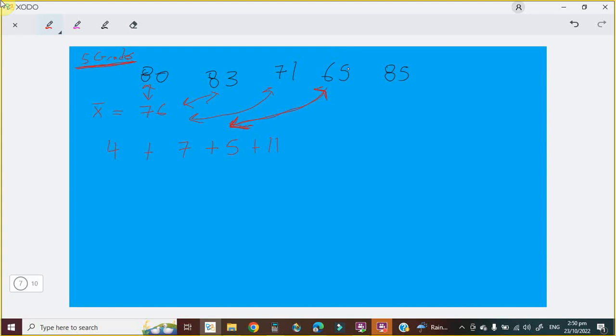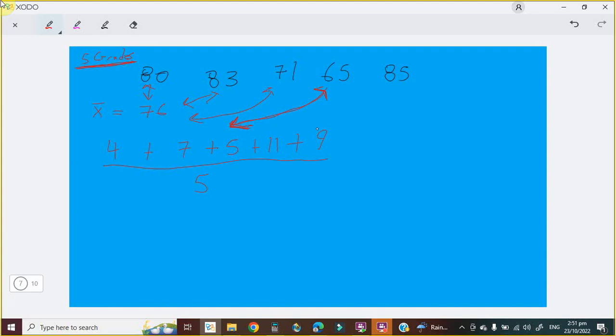That's what deviate means, a difference. So 65 deviates from 76 by 11. How much does 85 deviate from 76? 9. So notice that your first score deviates from the mean by 4. Your next one deviates by 7. The next one by 5. Next one by 11. Next one by 9. If you add them up and divide by 5, this gives you what? Average deviation.